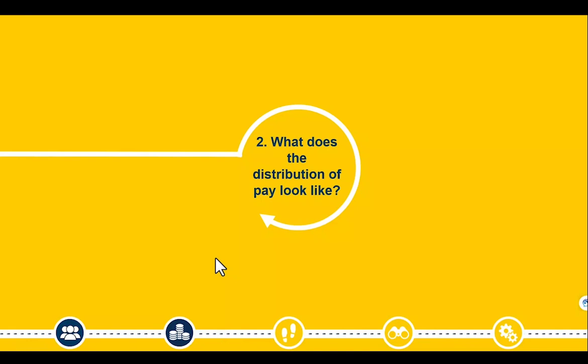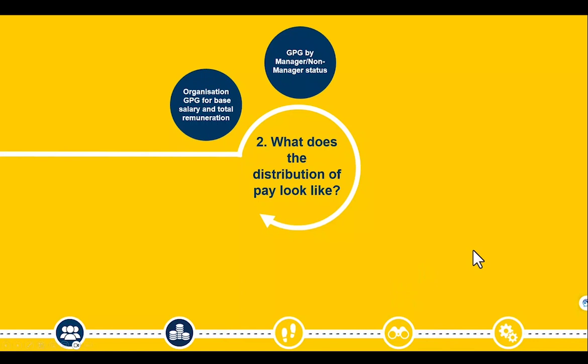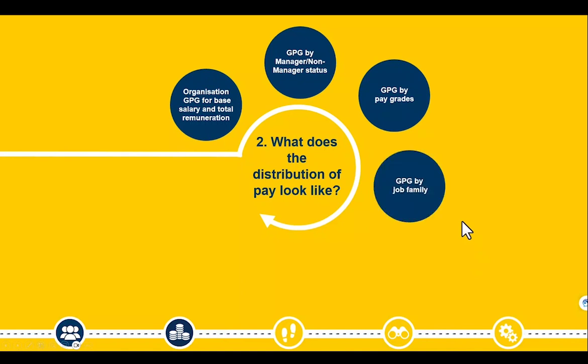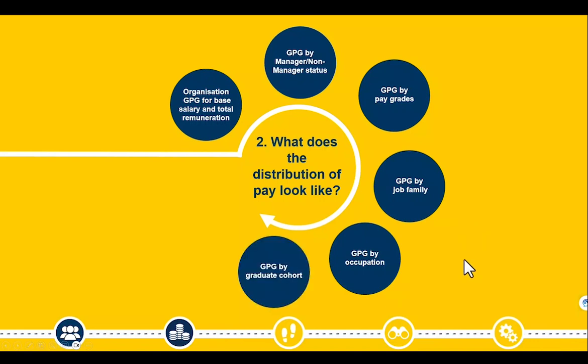So if we can recall, the second question that we were asking our data was, what does the distribution of pay look like? And to find that out, we're going to look across the following metrics. So we're going to look at the organisation's gender pay gap, both base salary and total remuneration. We're going to look at the gender pay gap for manager and also non-manager groups, the gender pay gap by pay grade, the gender pay gap by job family, the gender pay gap by occupation group, the gender pay gap for the graduate cohort, and then, of course, the gender pay gap by employment status as well.